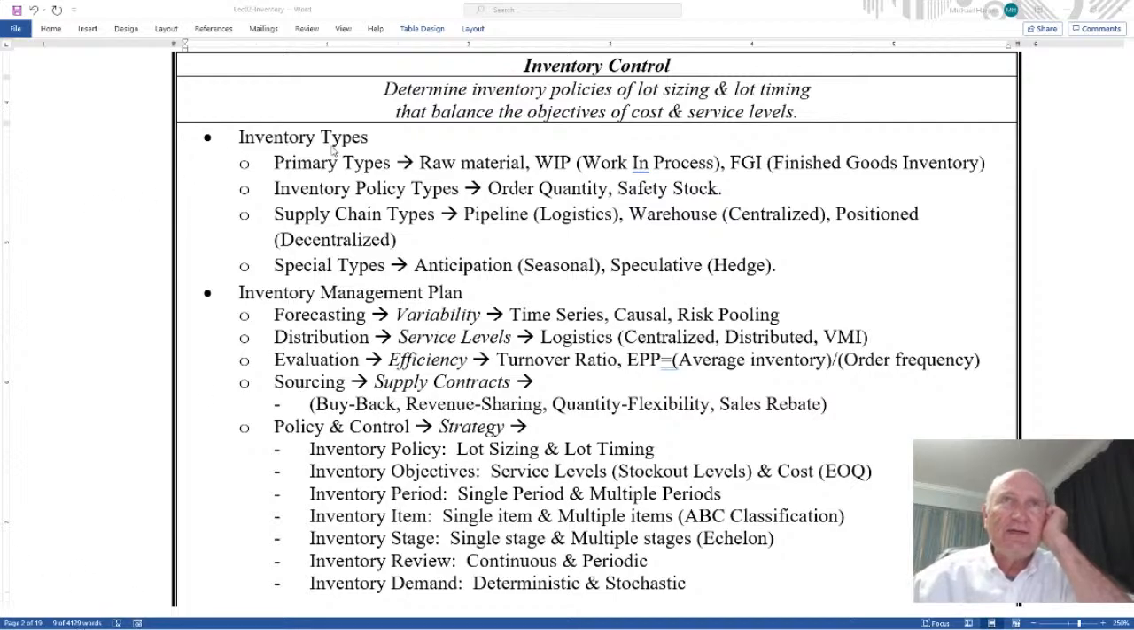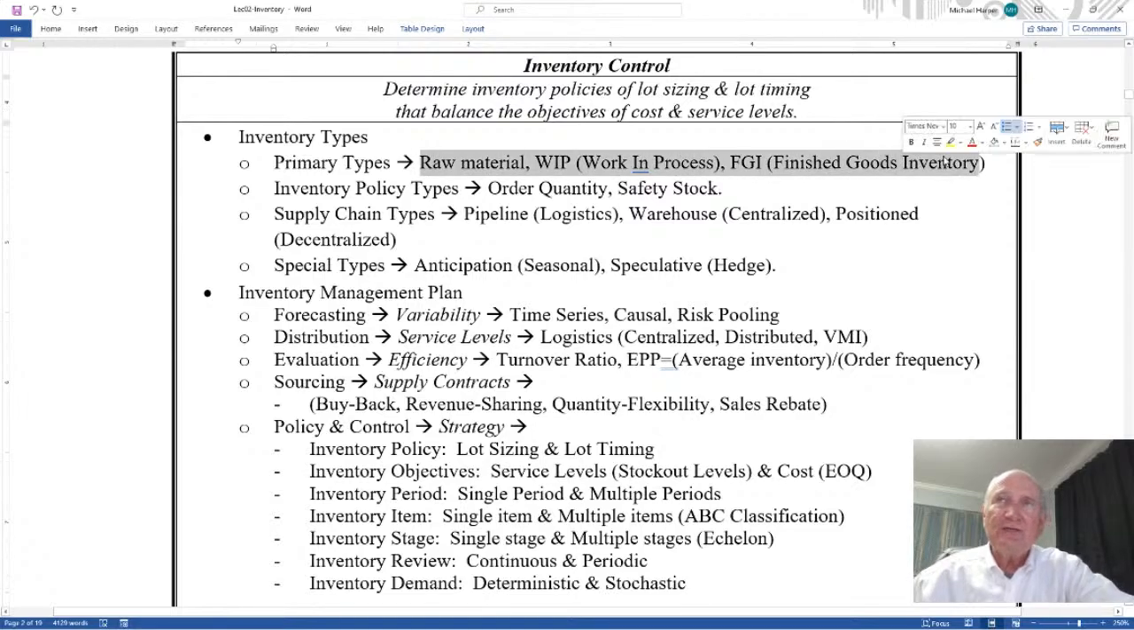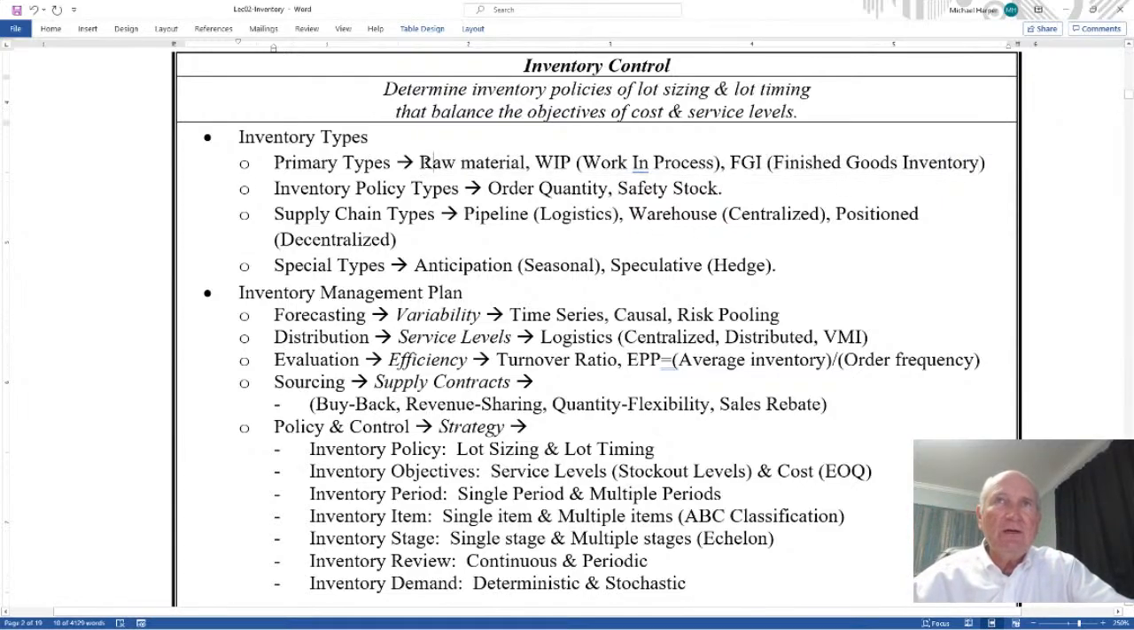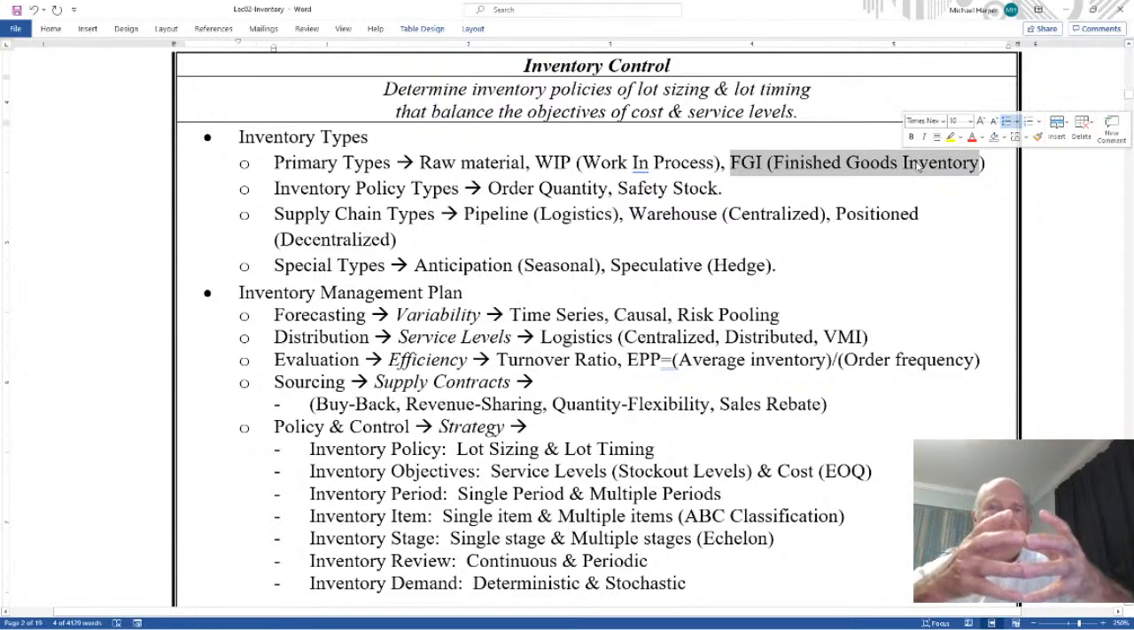Okay, first of all, inventory types. You have primary types of inventory, and the 3 primary types: raw material, work in process called WIP, and finished goods inventory, we'll call it FGI. Now, let's suppose in the supply chain you're building tables. Well, the raw material inventory will be the wood. The finished goods inventory will be the tables. So you have wood and then you have tables. You have inventory on both.